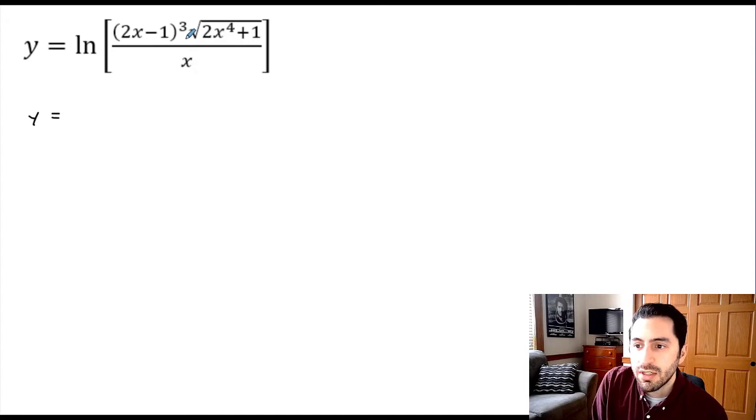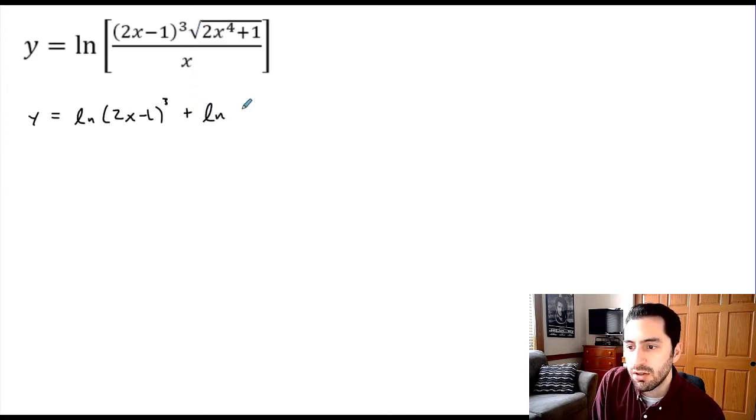So everywhere there's a multiplication, we're going to turn that into addition, and then we have one piece of division here, we have a quotient, so then we'll subtract that. So what we're going to end up with is we have the natural log of (2x minus 1) cubed plus, since it's multiplication here, the natural log of our square root, that's 2x to the fourth plus 1. And then we're dividing by x, so then we have minus the natural log of x.